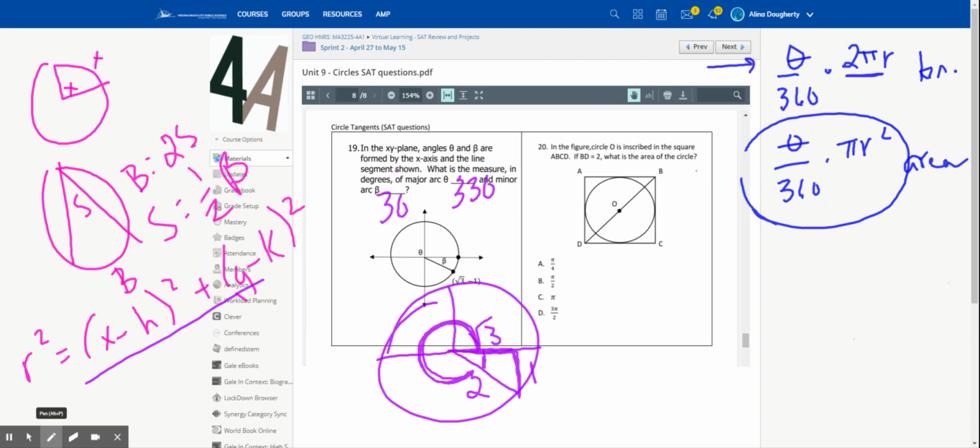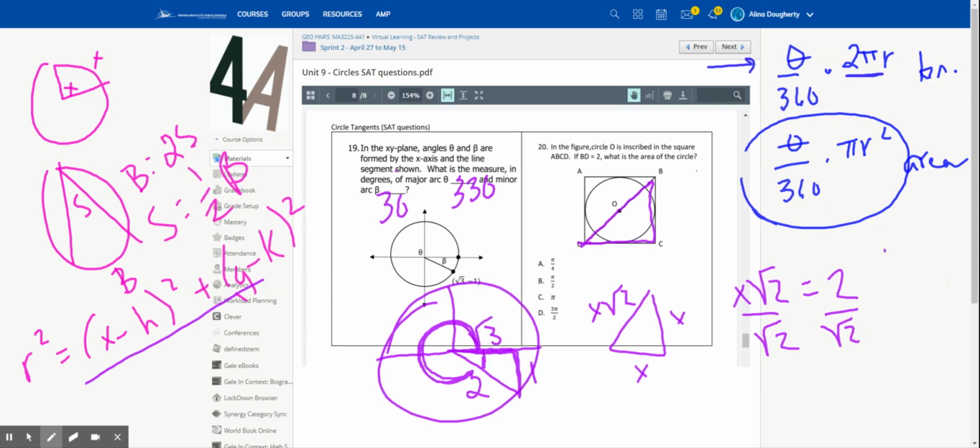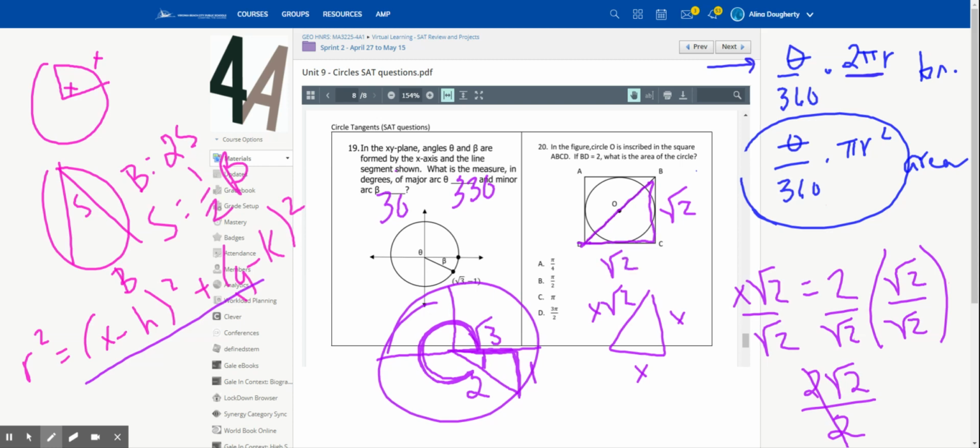Okay. And question number 20, if I know BD is 2, this is a 45, 45, 90 triangle. So in my 45, 45, 90 triangle, I have x, x, x square root of 2. If I know that x square root of 2 equals 2, then I can divide by the square root of 2, rationalize my denominator. 2 square root of 2 divided by 2, and those cancel out, which means the height of my square is the square root of 2.